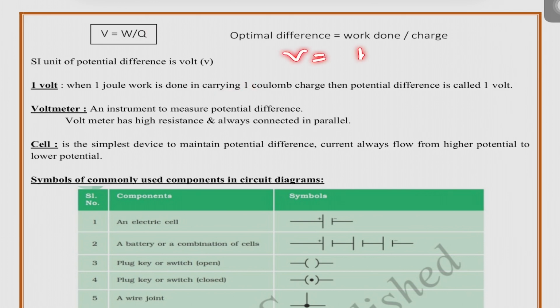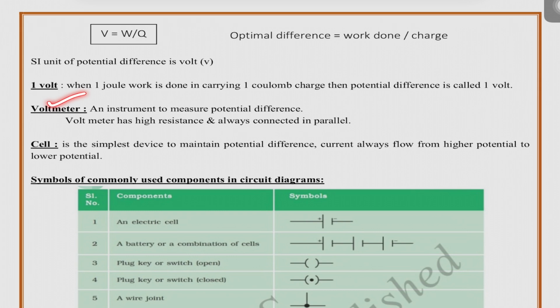See, V is equal to W by Q. When will V be 1? When W is 1 and Q is also 1. So, what will the definition say? When 1 joule of work is done in carrying 1 coulomb of charge, then the potential difference will be 1 volt. So, V will be 1 when its right hand side both numerator and denominator are 1. This is how mathematically we can think.